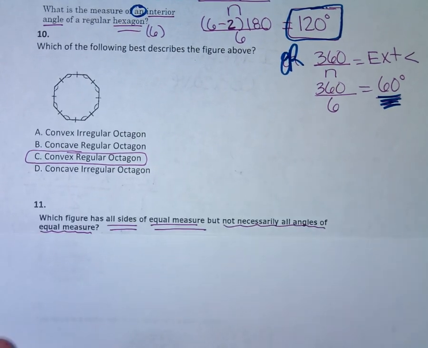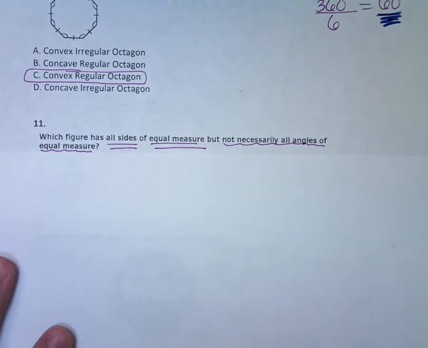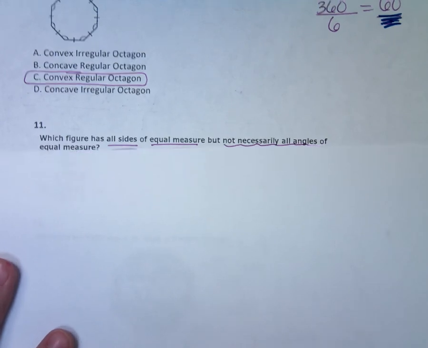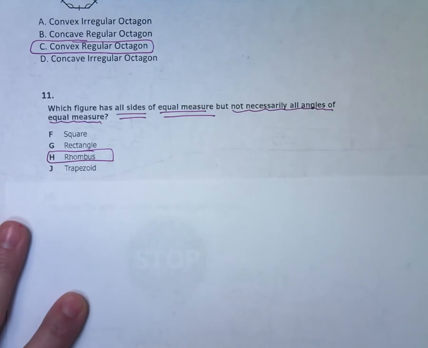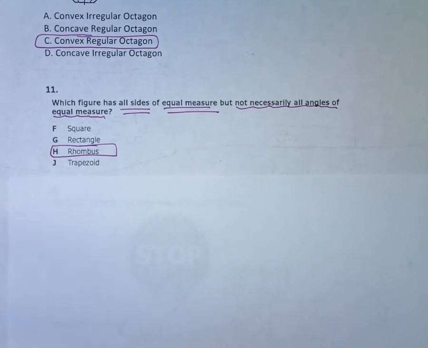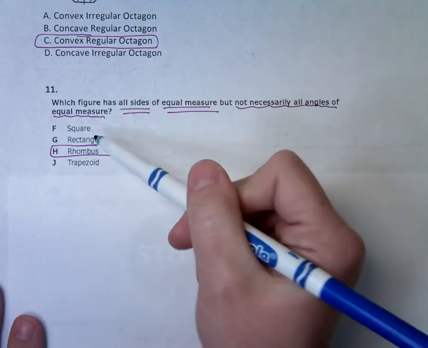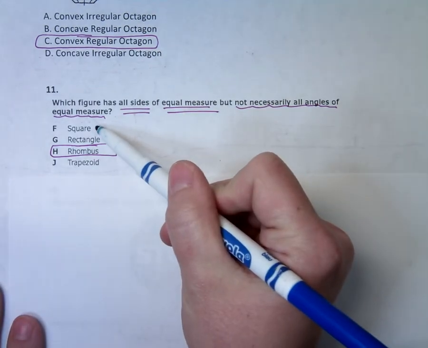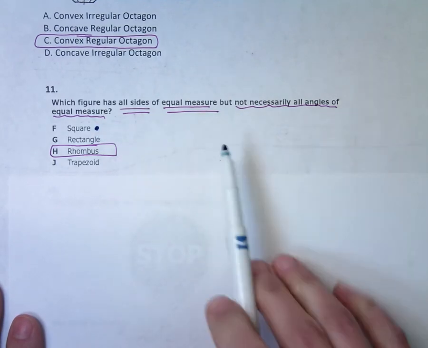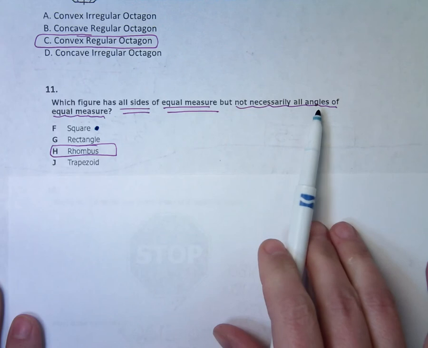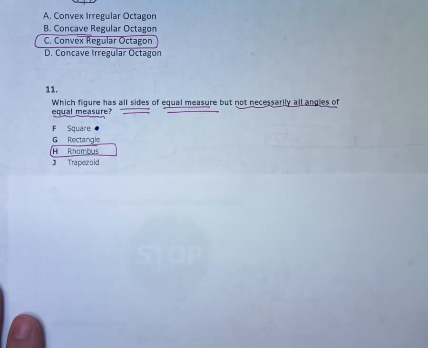Okay, number 11. I want to know which figure has all sides of equal measure but not necessarily all angles of equal measure. And this is our rhombus. I know that a rhombus has all 4 sides congruent, but not all the angles inside are the same. A square is the other shape that has all sides congruent, but in a square, all the angles are 90 degrees. And this says not necessarily all angles of equal measure, so it is the rhombus.